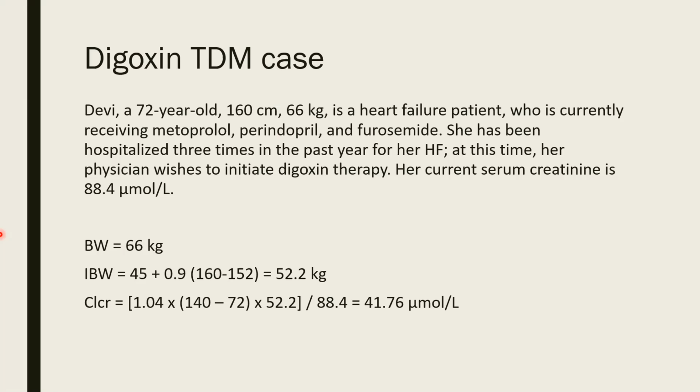Okay, so we can calculate, the body weight is 66. So we try to calculate the ideal body weight, 52.2. And then we can put it into this creatinine clearance, using the one that I provided. So we get this one is the creatinine clearance, 41.76. I don't know whether you get the same or not.